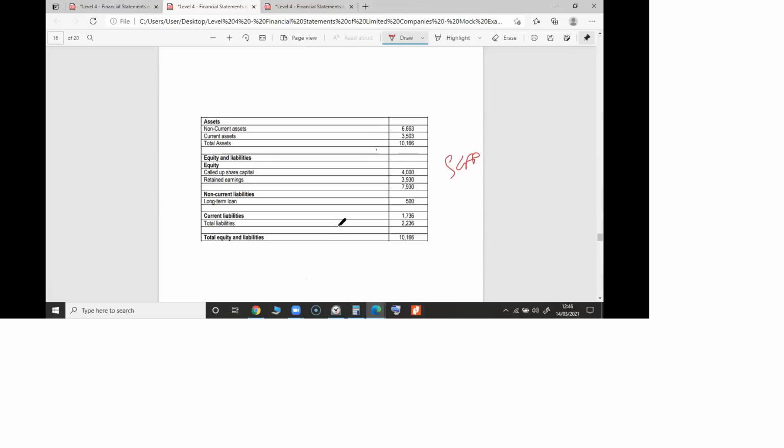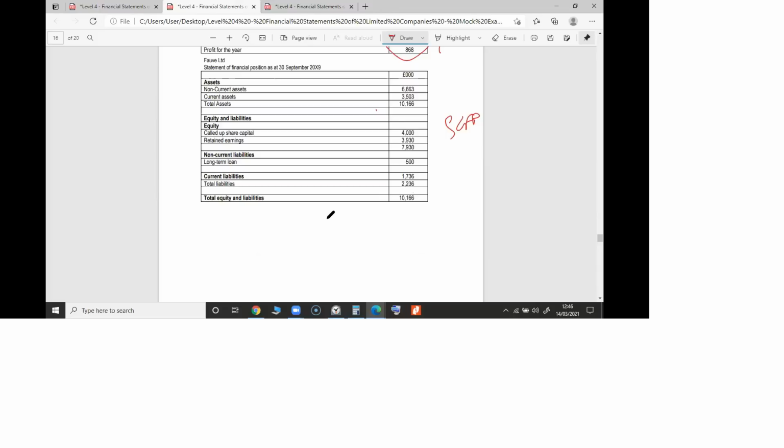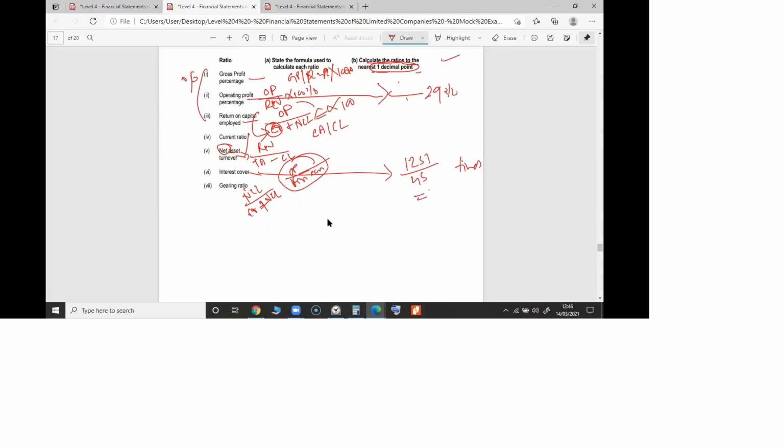Do it then, again from the SPL. Operating profit is given and the finance cost is given as well. 27.8. All right, thank you, Vivian. 1251 divided by 45. Absolutely, as simple as it is. So they can cover almost 29 times, but we're going to take one decimal place. So 1251 operating profit divided by 45 finance cost, you get 27.8.